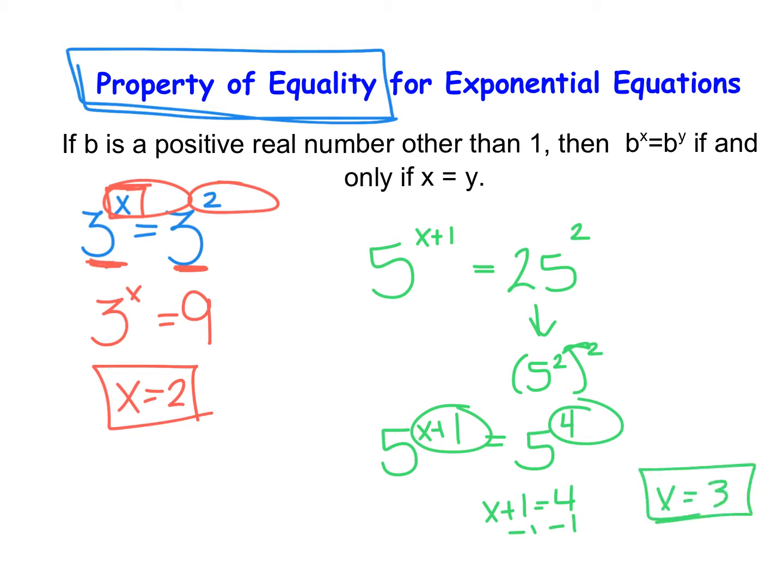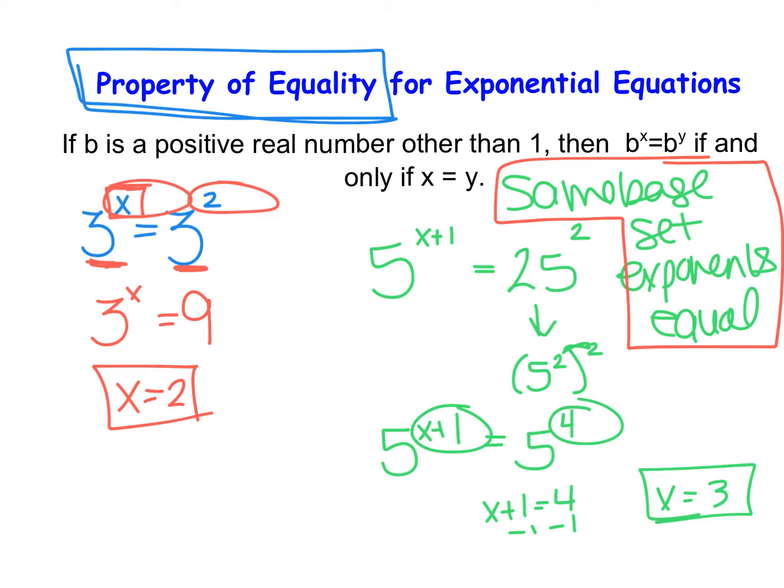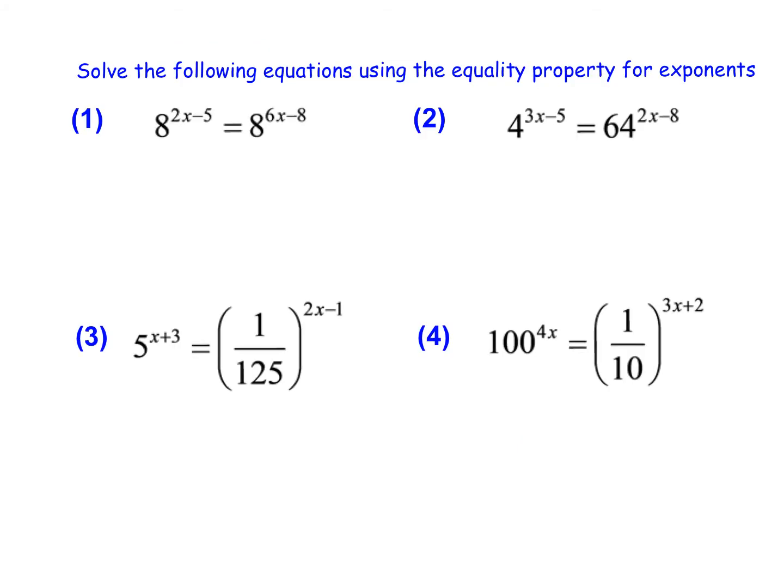If we can get them to have the same base, we can then set exponents equal. So that's going to be our goal with this first strategy. Our goal is to get these two exponents on different sides of the equation to have the same base, so we can then set their exponents equal and solve for the missing variable value that's contained inside of the problem. So let's jump in and try a couple of examples.